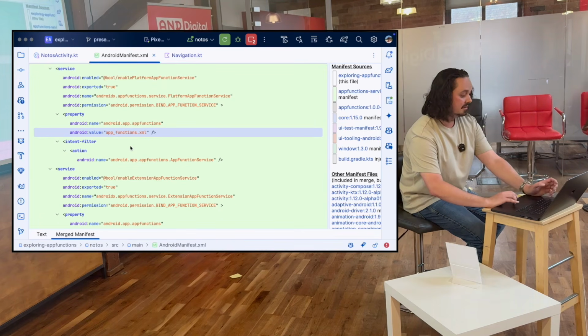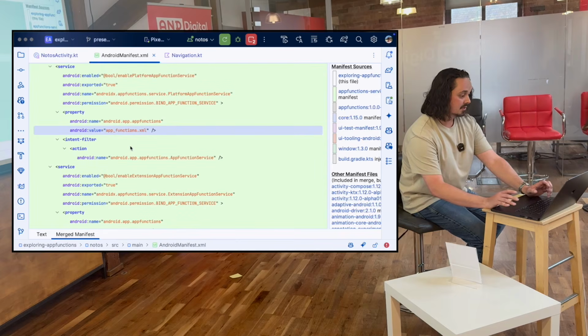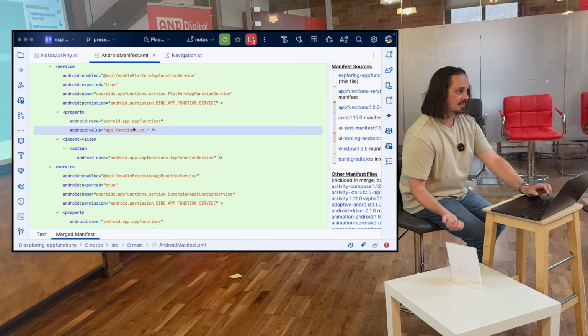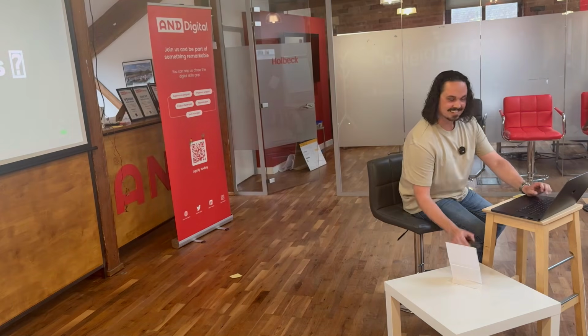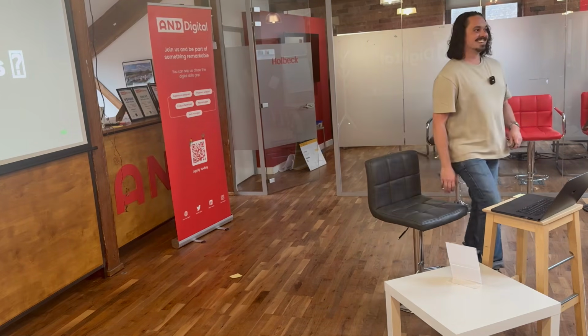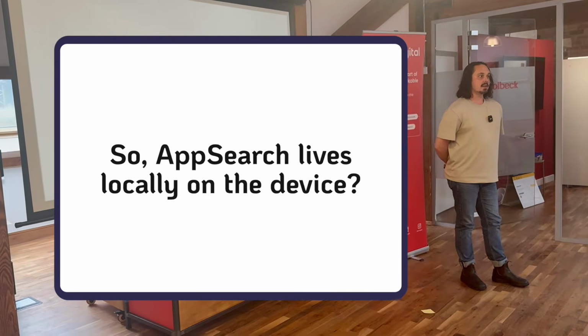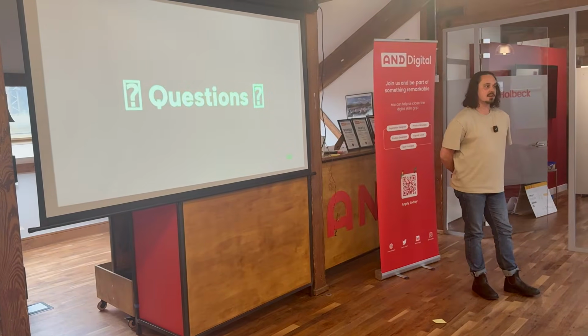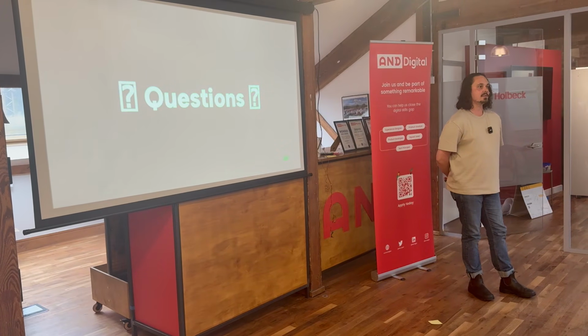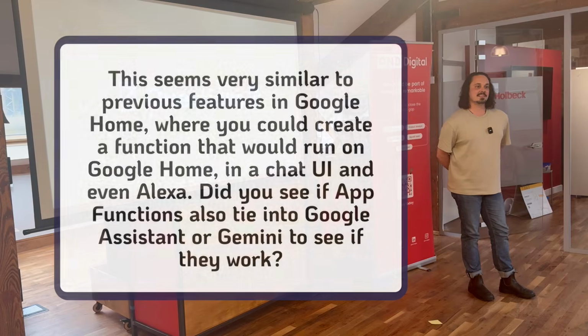My hunch, which I haven't 100% confirmed, is that when you install the app, Android will look at your manifest, do all its parsing, and do whatever it needs to do. It'll start these services, which will then read the functions and index them that way. So I think that's how it works, but again, kind of guessing. So app search lives locally on the device. It's not a global list of app functions. Exactly, it lives on the device, and it's added to by a bunch of different apps.